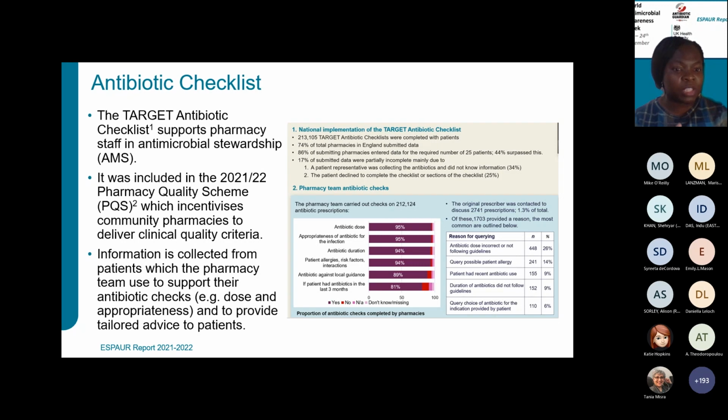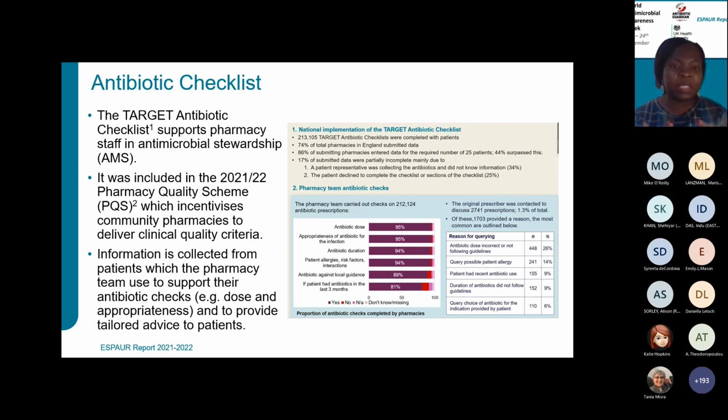The Target Antibiotic Checklist supports community pharmacy colleagues in their stewardship activities. It's slightly different to the treating your infection leaflets. This is for when a patient comes in with a prescription for an antibiotic, and covers the key approaches that community pharmacy teams should go through. Working alongside NHS England, that became part of the pharmacy quality scheme, and that allowed implementation of this tool across community pharmacy.